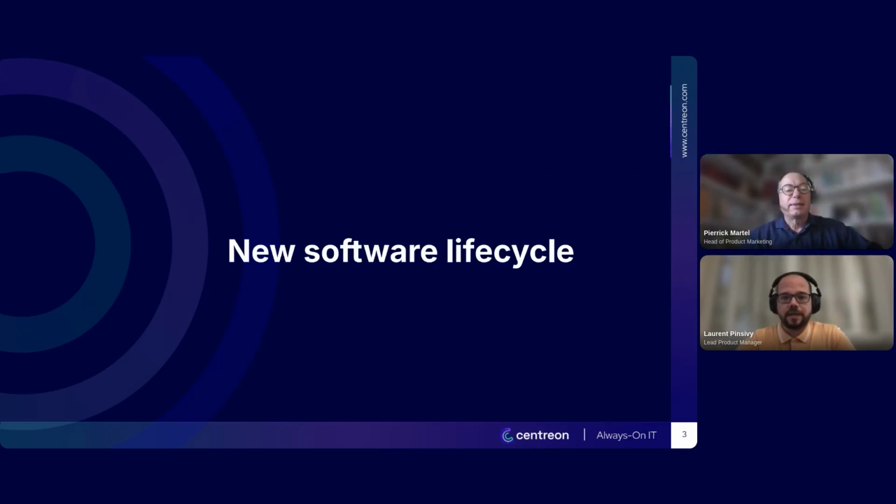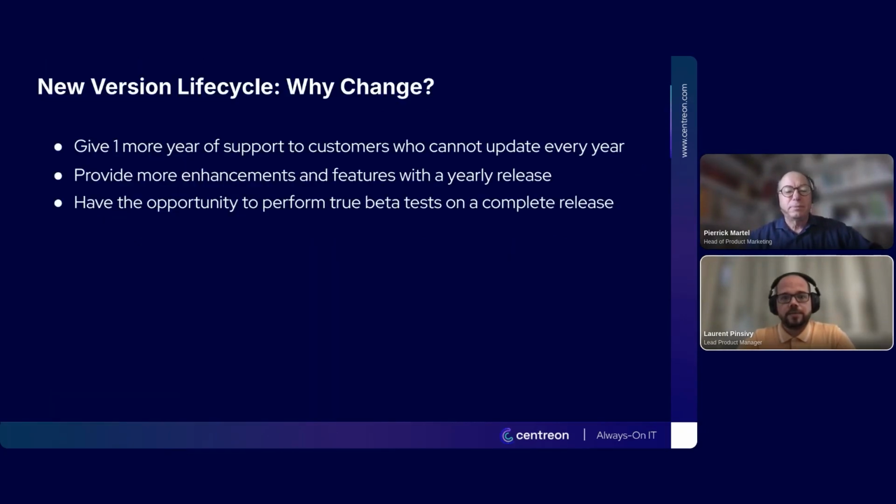Okay. So this session will introduce a new life cycle, why we change it, to give you 1 year more to update your platform. We know that for some companies it's difficult to update your platform every 18 months or every 2 years. Each new version will include more enhancements and features, and this will offer us the opportunity to perform a true beta test for the next major release.